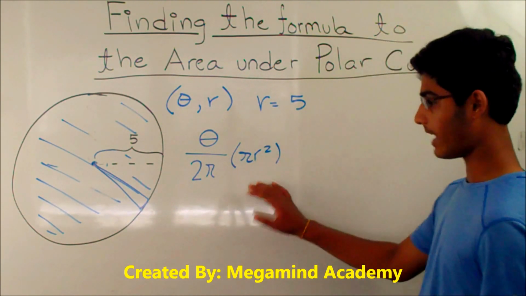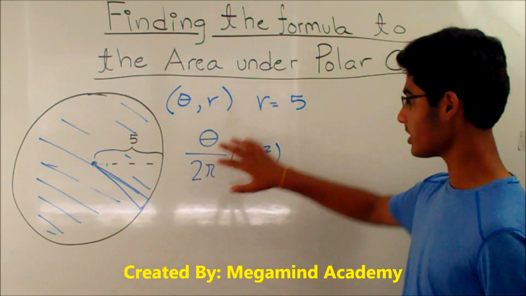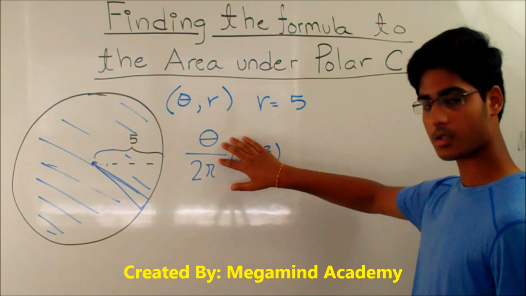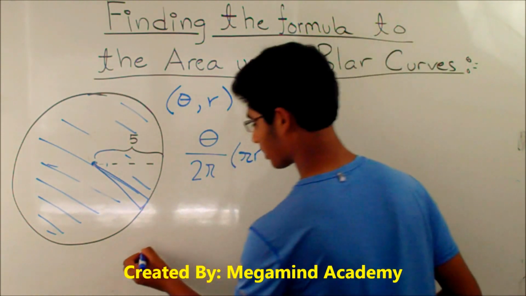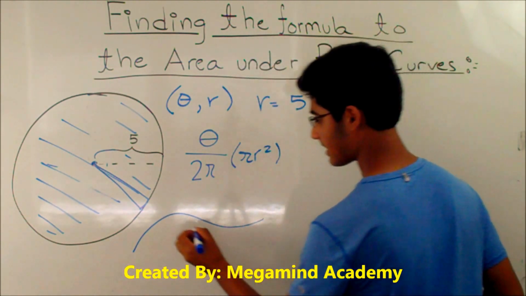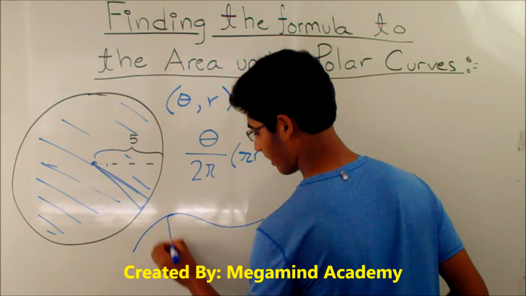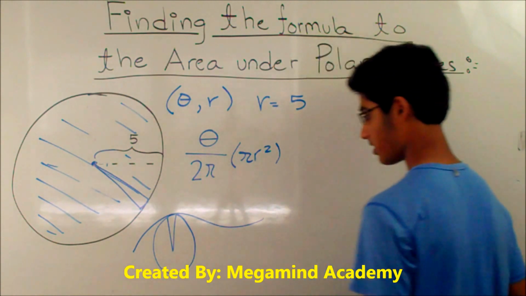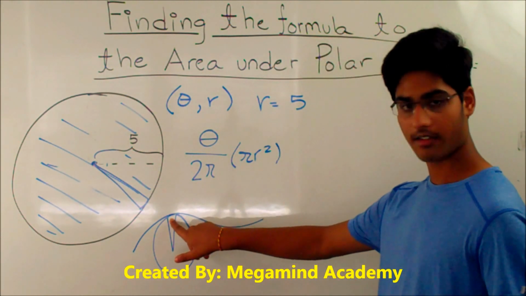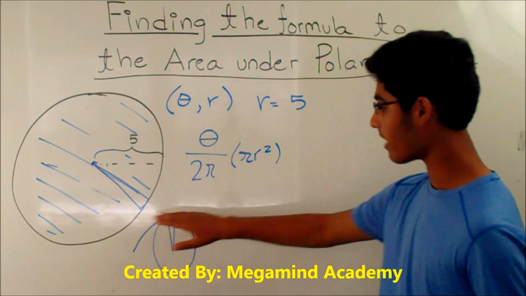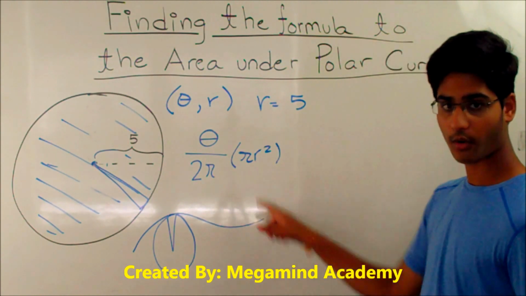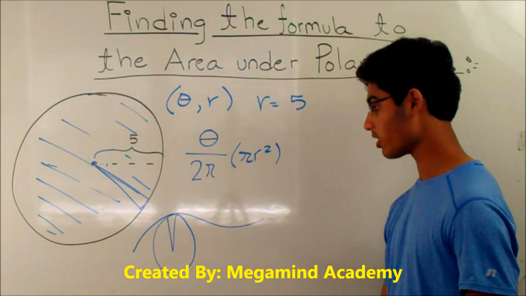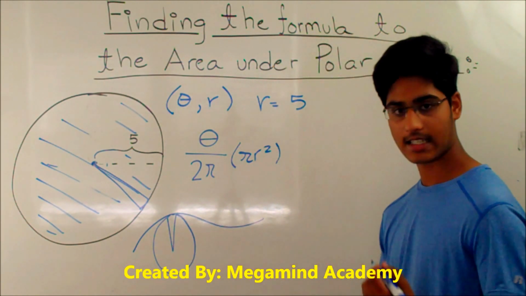Now, we can do this with any curve, even if it's not a circle, because you're just taking that one small sector. Let's say the function was like this, and you're just taking the area of this sector here. Even if the graph is not a circle, you still use this formula, because you can take that small section, make a circle around it, and find the area of that sector.